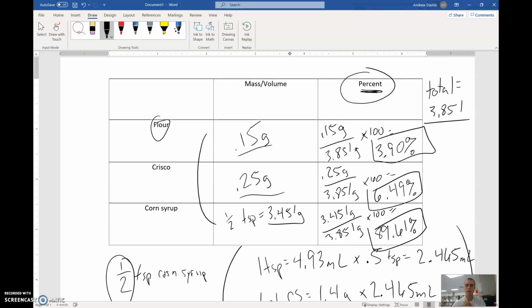This is how you fill out your recipe chart. Remember that these percentages are important because when we try to upscale our recipe, it's the percentages that we need, not necessarily these. These are our small scale numbers over here on the left. These over here on the right are going to be our big scale batch numbers. So upscaling with the percentages is important.